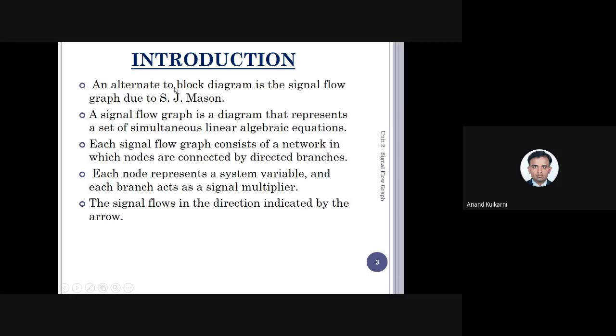Now, a signal flow graph is a diagram that represents a set of simultaneous algebraic equations. Don't worry about what is written here; once we understand the problem, this definition will become clear. Remember, at this moment, it is a set of simultaneous linear algebraic equations. Each signal flow graph consists of a network in which there are nodes which are connected by branches. What do you mean by that? In the next slide it becomes clear.